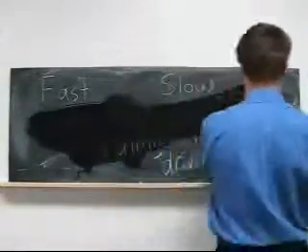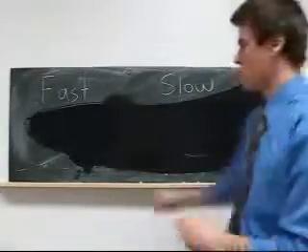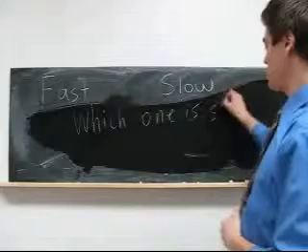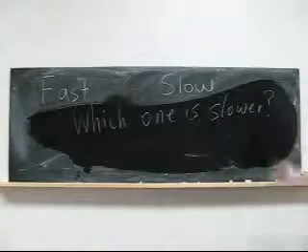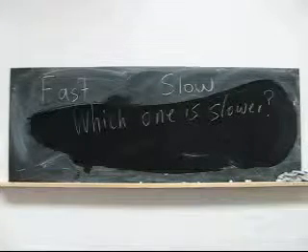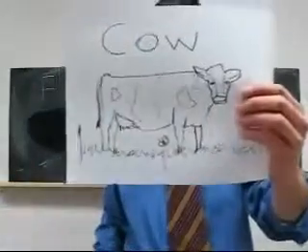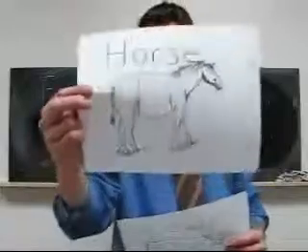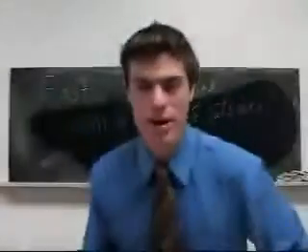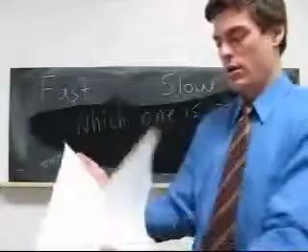Which one's slower? Which one is slower? Which one is slower? Which one is slower? A cow, moo, or a horse? A cow or a horse? Which one is slower? Well, the cow is slower.